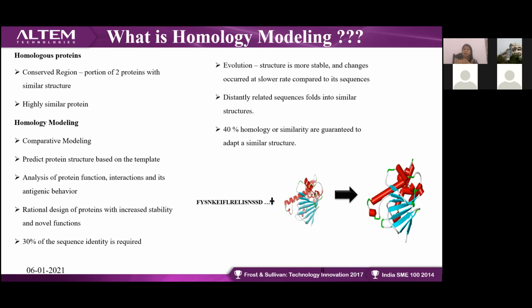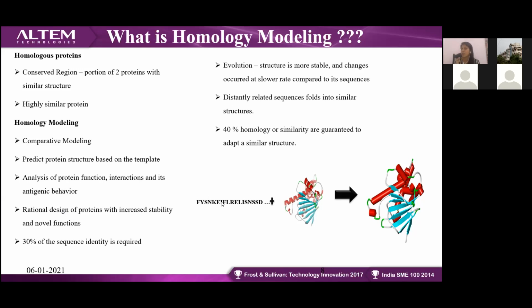What is the template here? I have some sequence, and I need to go for that. So this is my sequence. I need to check for the similar sequences. That is called the template. And after that, analysis of protein function. So what happens in homology modeling is you will be analyzing your protein function as well as interaction and the antigenic behavior of the protein, and you can rationally design your protein with increased stability as well as novel function. And if you get 30% sequence identity, that is required to complete the homology modeling.